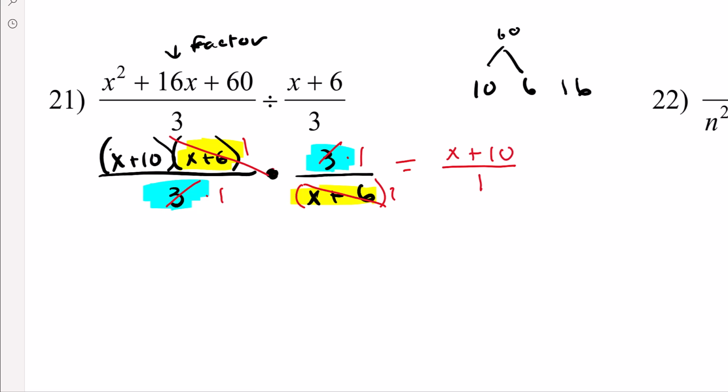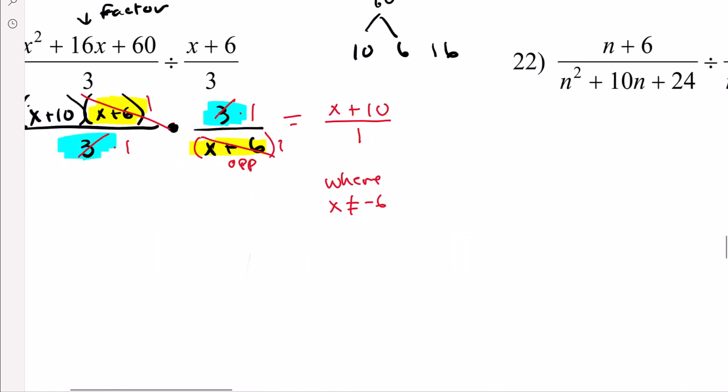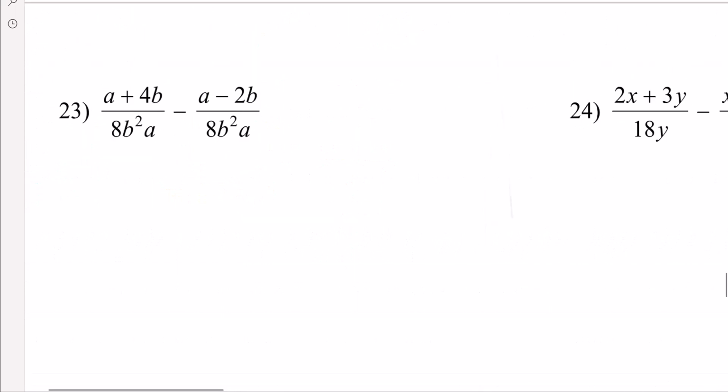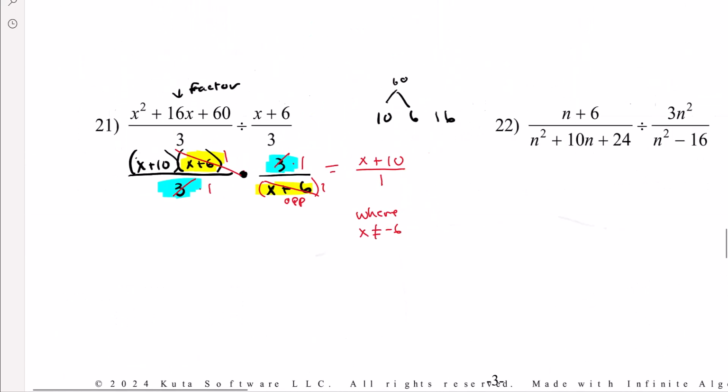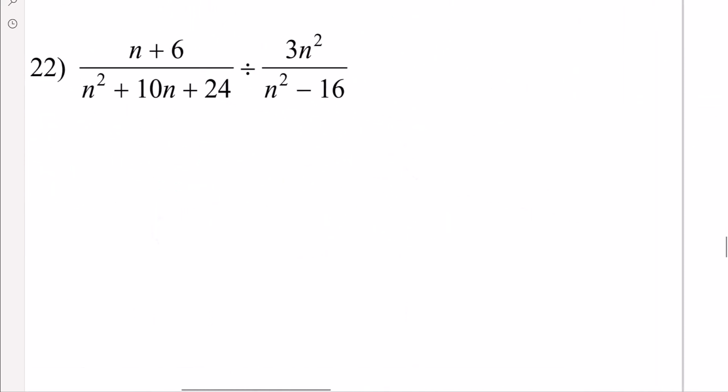And again, if they wanted you to state what the excluded values are, so on this one, you would take the opposite of positive 6, and you would say x cannot equal negative 6. All right. I'll do one more of those, and then we're going to add and subtract rational expressions.